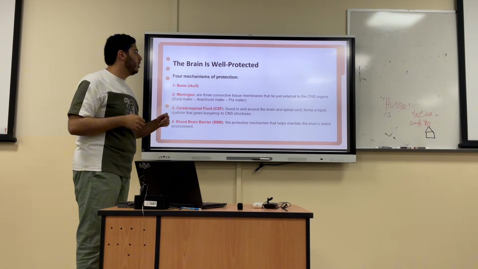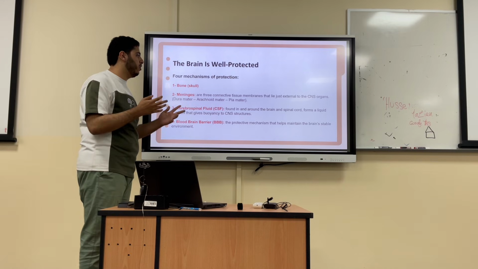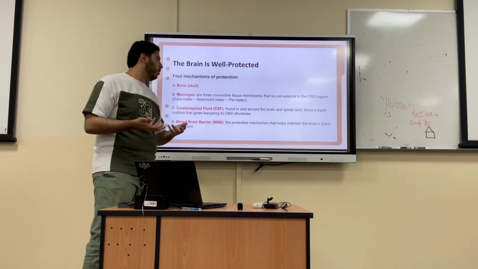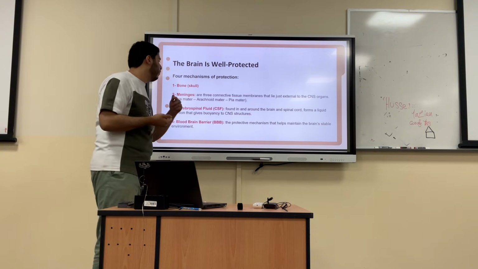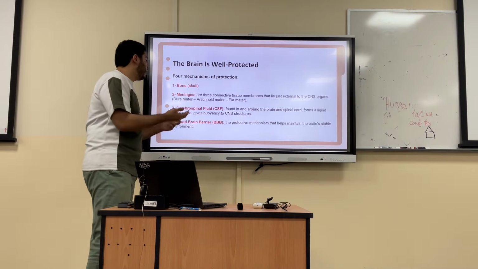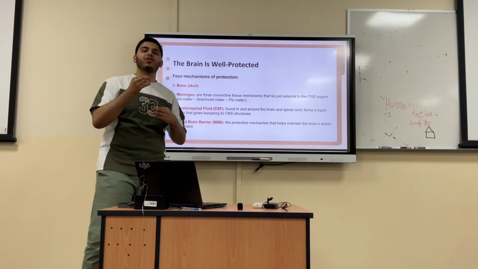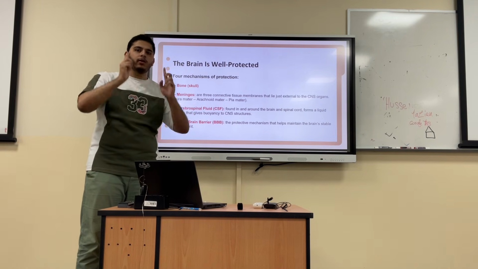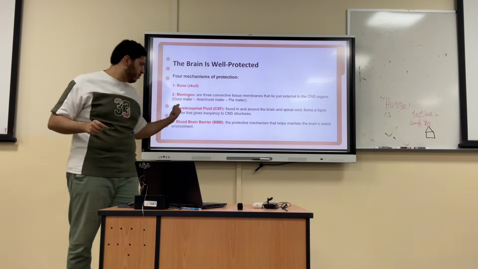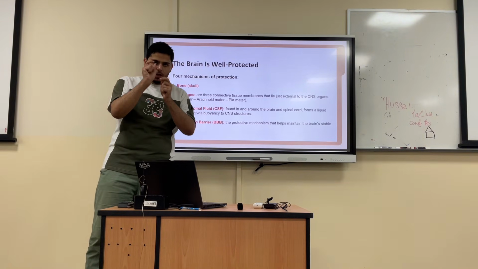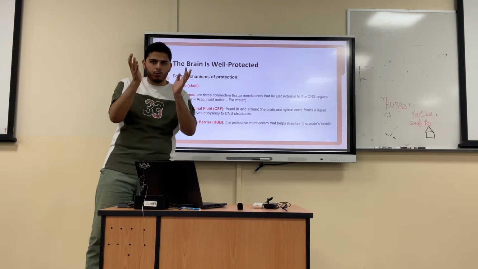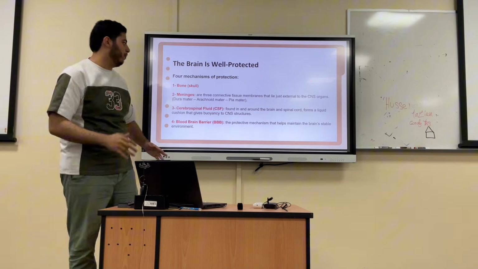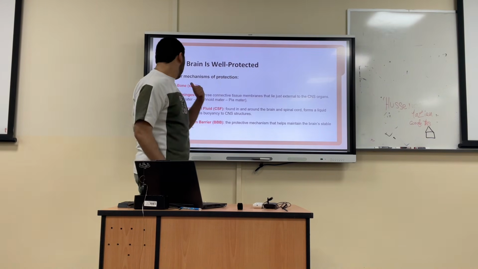Cerebrospinal fluid is found in and around the brain and the spinal cord. It gives buoyancy and some protection for the brain and spinal cord. It forms a liquid cushion that gives buoyancy to the CNS structures. The blood-brain barrier determines which molecules enter and get out of the brain, because some ions or large molecules are not permitted to even enter the brain since they are highly toxic to it, as we'll explain later. Now let's start with the meninges.